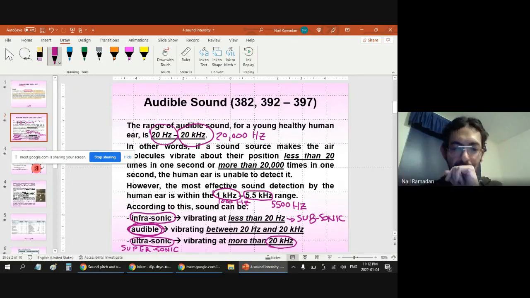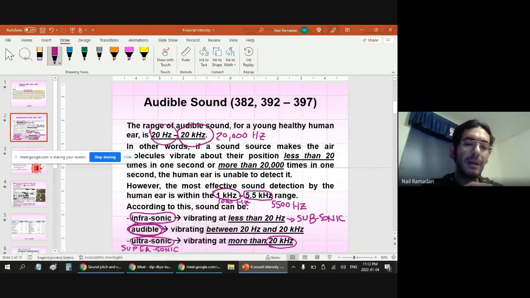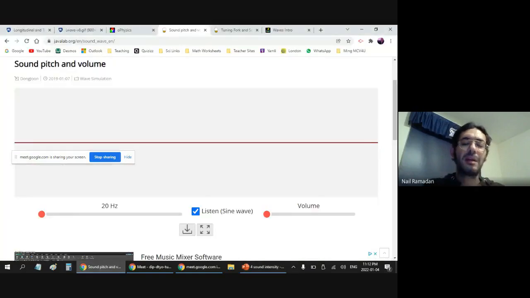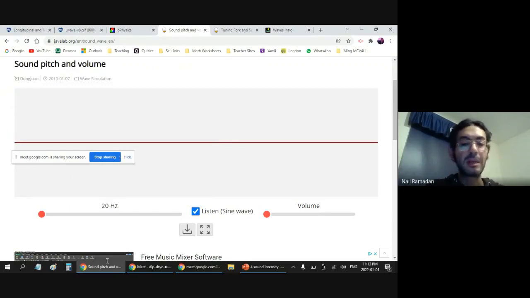So let me now show you a very interesting animation or simulation that will really drive this point home. If you can see this, there are two bars I can play with here. One for the frequency. I can play with this from 20 hertz, as you probably suspect, all the way up to 20,000 hertz. Now you might ask, why am I not hearing anything?